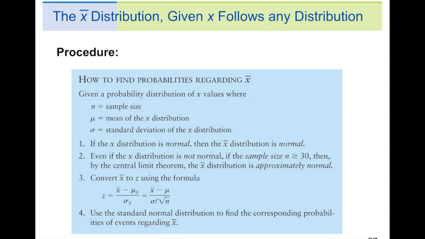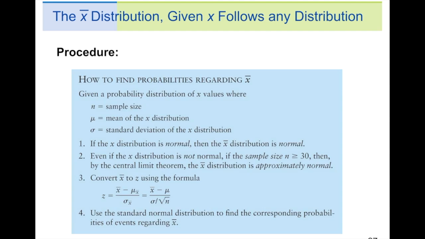How to find probabilities regarding X bar. Given a probability distribution of X values, where n is the sample size, mu is the mean of the X distribution, and sigma is the standard deviation of the X distribution. 1. If the X distribution is normal, then the X bar distribution is normal. Number 2. Even if the X distribution is not normal, as long as the sample size is greater than or equal to 30, then by the central limit theorem, the X bar distribution is approximately normal.